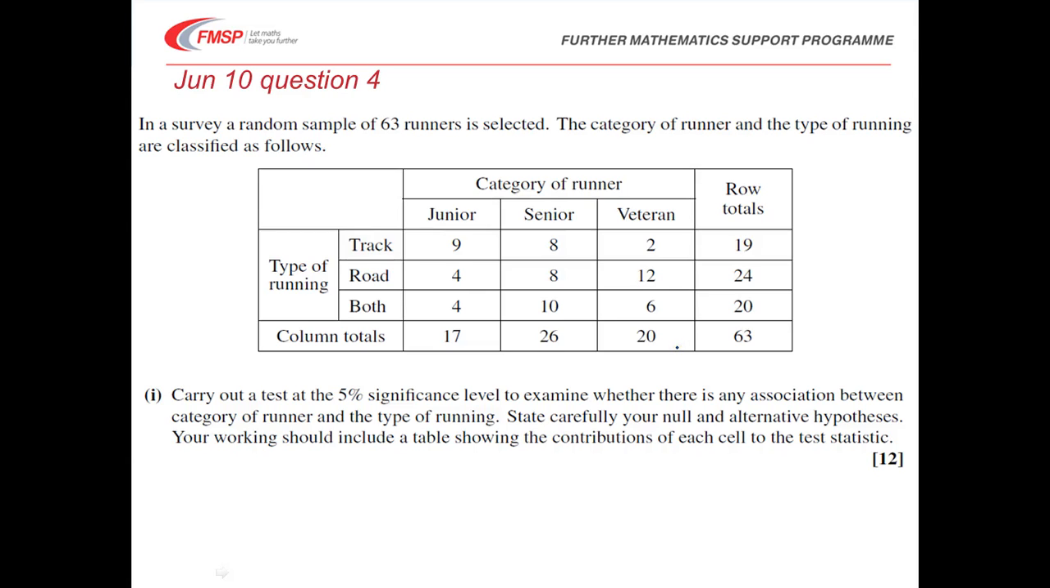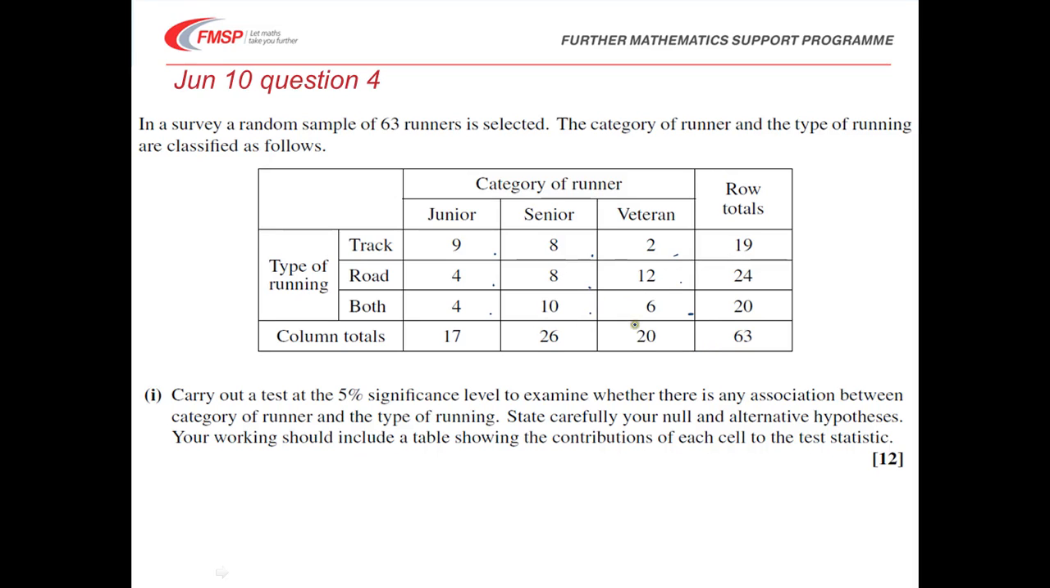So, June 2010 question 4. We've got a survey of 63 runners, and the category of runner and type of running are classified as follows. So there are 3 types of running. There are 3 categories of runner. So in total, you can see that we've got 9 categories altogether. Okay, just put dots next to those so you can see them. And we've also got column totals and row totals and a grand total.